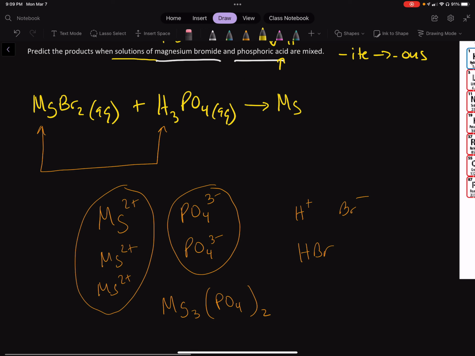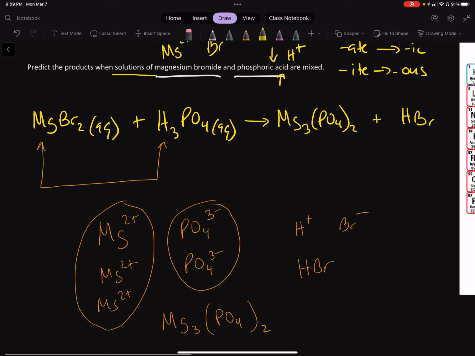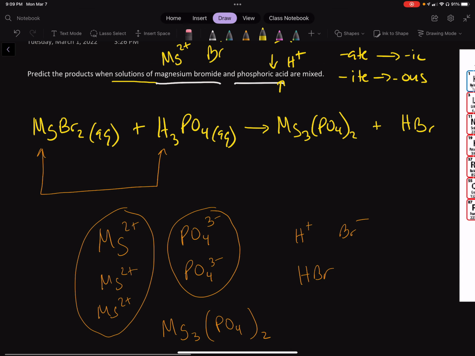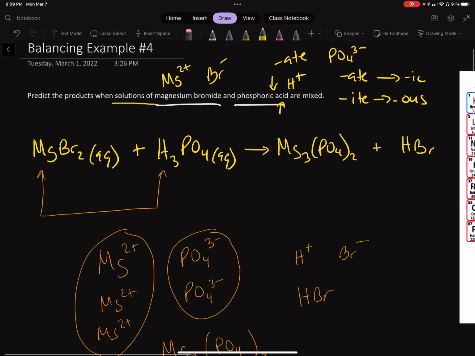So I'm going to go ahead and write that as our products. Mg3(PO4)2, and then HBr. Now for the states of matter, we talked about our solubility rules. So one rule is the group 1 metals.